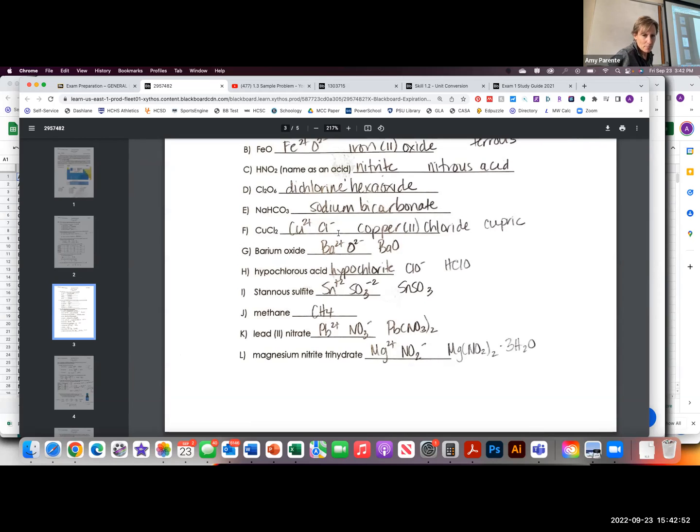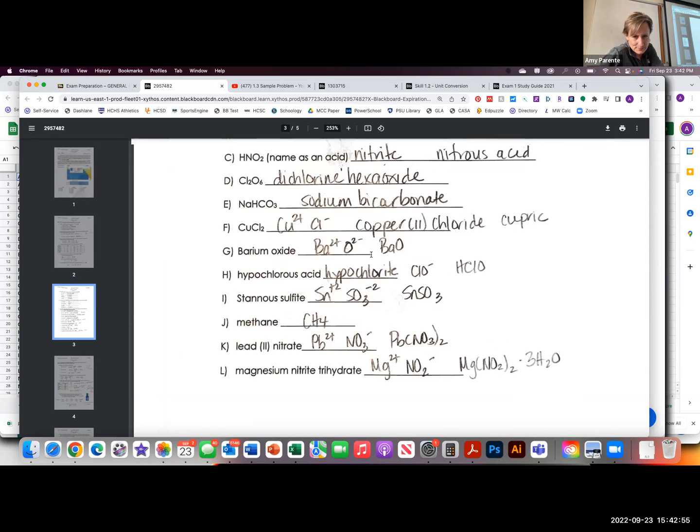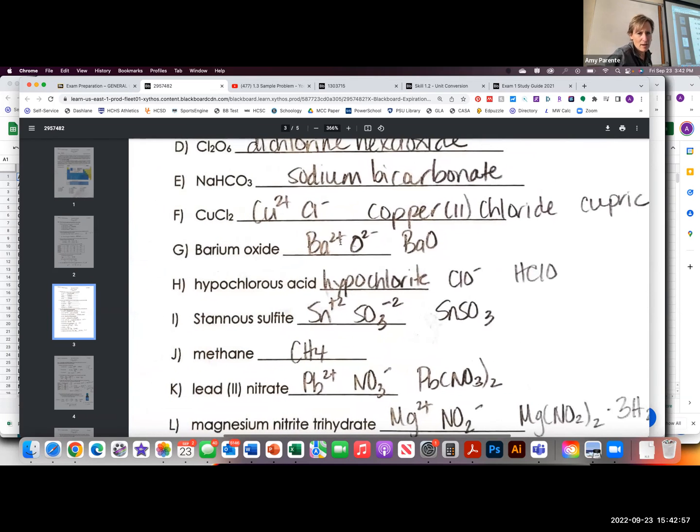So here we can see we've got barium. Let me zoom in here. We've got barium oxide. So barium is always a 2+ cation with oxygen, which is a 2-. So that's going to be BaO. Hypochlorous acid. So now we need to work backwards and say, what is the anion that came from? Well, it must have been hypochlorite. That's chlorine with only 1 oxygen and a -1 charge. So if I make that into the acid, that means I'm adding 1 H+.